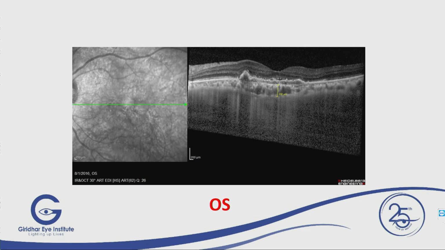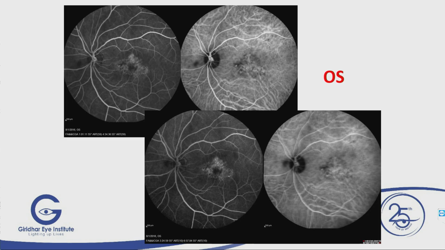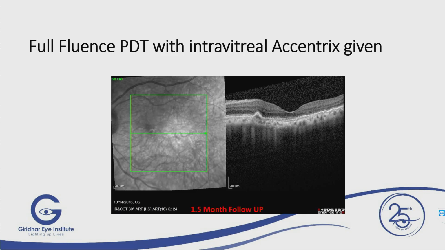If you see, this is called the double layer sign. There is that gap, a hyperreflective double layer sign, and the angiogram shows mild leakage somewhere. Once upon a time, we used to call it late leakage of undetermined source.